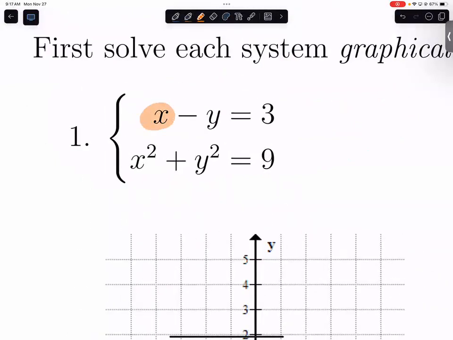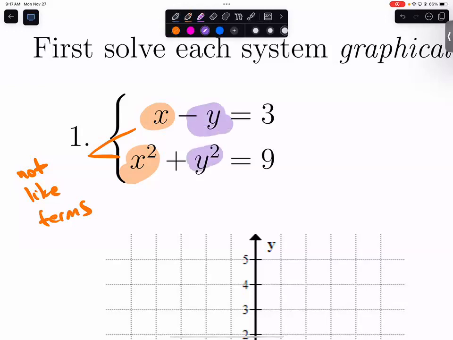How does x show up in the first equation? Just x to the first, right? There's just that one x term. What about in the second equation? x squared. Okay, are those like terms? No. If you add, do you combine those? No, right? x plus x squared, we just leave as x plus x squared, right? I don't combine those because they're not like terms.